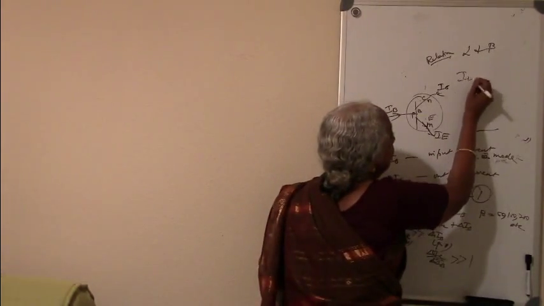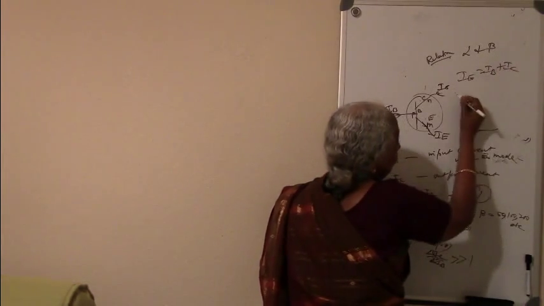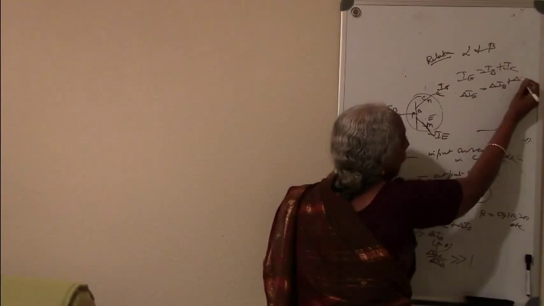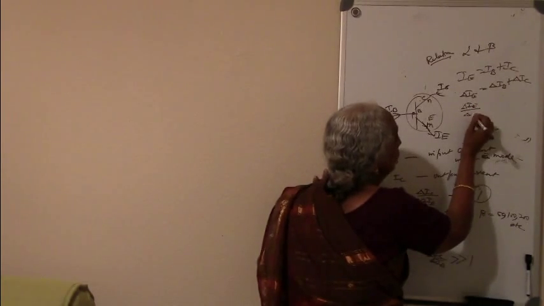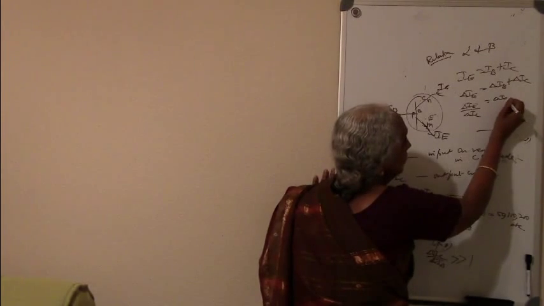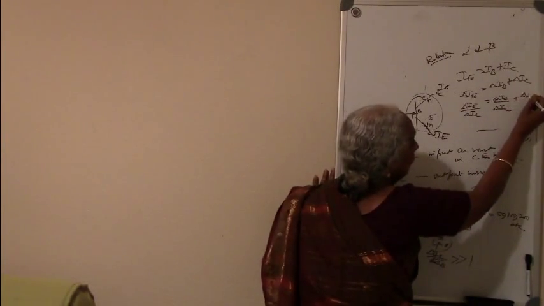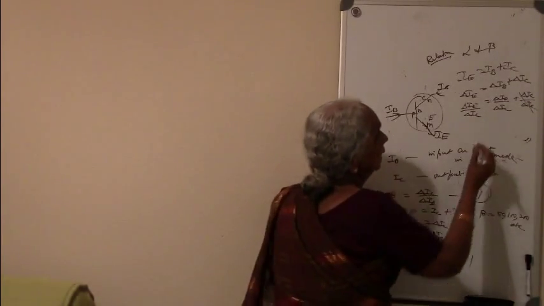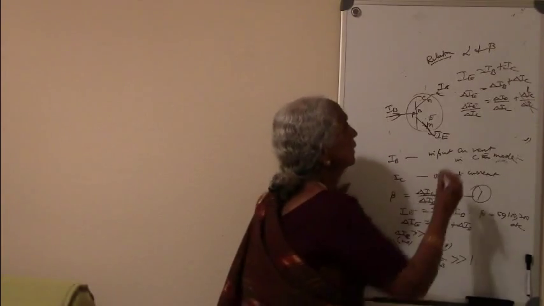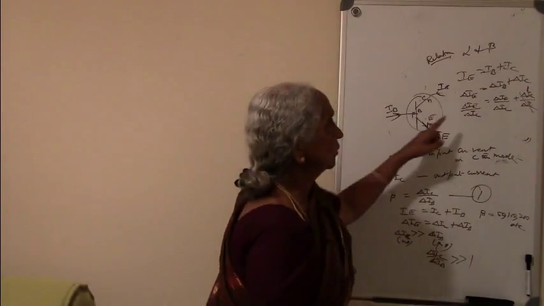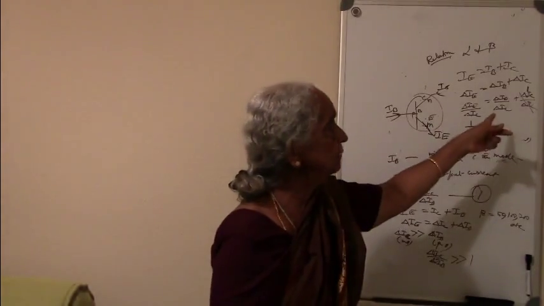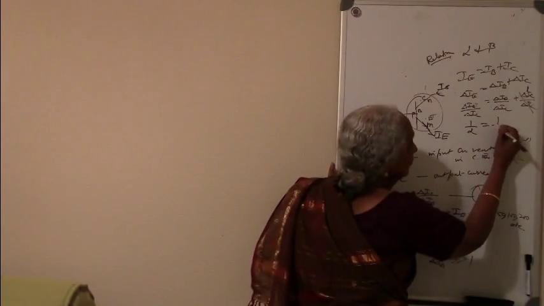Now we know IE equal to IB plus IC. For small changes, delta IE equal to delta IB plus delta IC. Now dividing throughout by delta IC, delta IE by delta IC equal to delta IB by delta IC plus delta IC by delta IC. The delta IC will cancel here, leaving a factor of 1 there. Delta IC by delta IE is alpha. So delta IE by delta IC will be 1 by alpha. Similarly, delta IC by delta IB will be beta, and delta IB by delta IC will be 1 by beta.